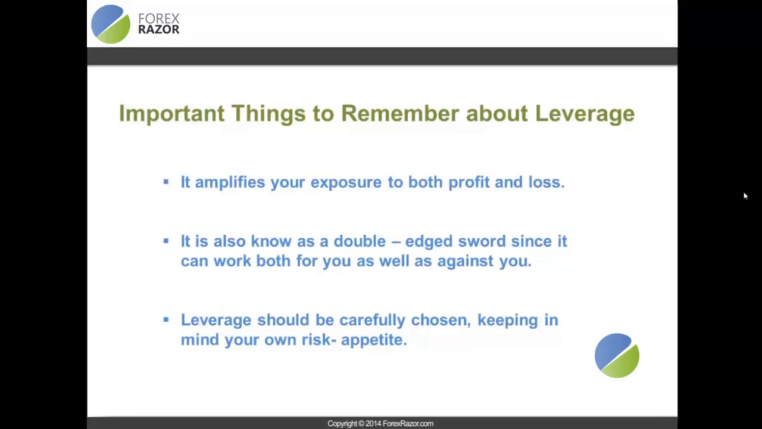Now, a few important things to remember about leverage is that leverage amplifies your exposure to both profit as well as loss. So though it increases the amount of return that you can get on your trades, it also increases your risk to losses in case the trade goes against you, which is why it is also known as a double-edged sword, since it can work both for you as well as against you. Therefore, it is mandatory that you select the leverage for your account carefully, keeping in mind your own risk appetite.